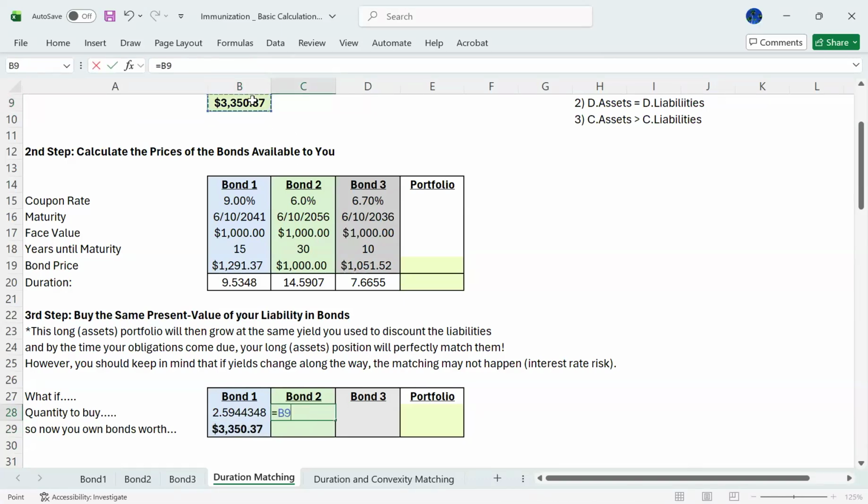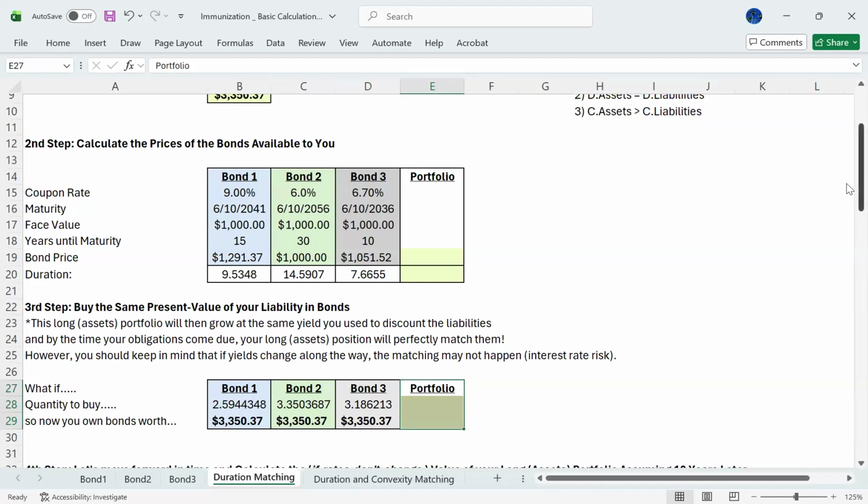Hypothetical scenario two, I just buy this amount in bond two completely. And then if I buy 3.35 of bond two, I would have exactly 3,350.37. Third scenario, I buy everything in bond three. So if I divide this present value of liability by the price of bond three, it would be 3.18 bonds, and 3.18 bonds would lead me to the same 3,350. This part, once again, we're going to work on a little bit later.